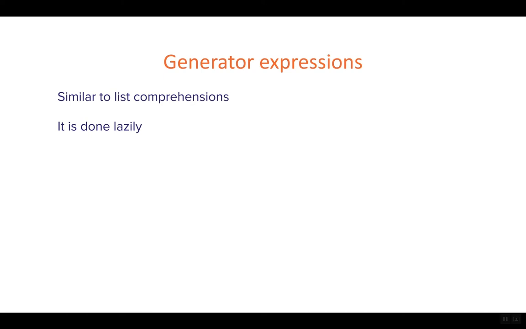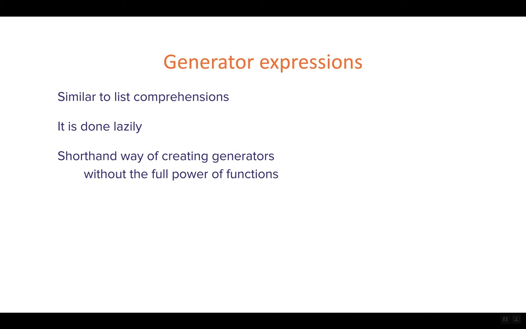Only when the values are needed do they get created, right? Otherwise, they are not being created. That is pretty much the only difference between a generator expression and a list comprehension. So they are a shorthand way of creating the generators, but of course they have the downside of not having the full power of functions, right? We only have a one-line expression that can yield values for us rather than the full complexity that we can have in a regular function.